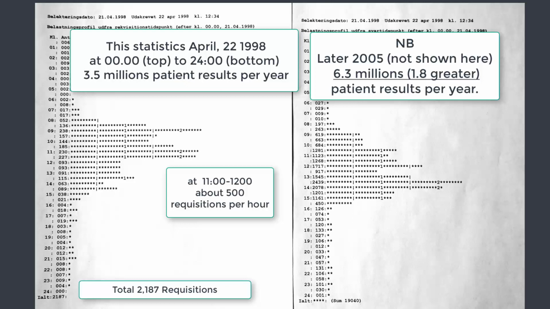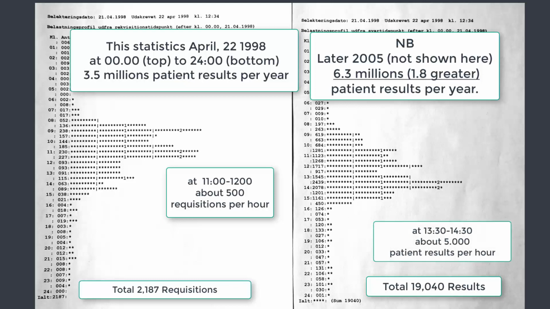About the results. On the right, you see a corresponding overview of received analyzer results, where you can see the top is about 1 to 2 hours later than for the requisition part, with a peak approximately at 1:30 p.m., approximately 5,000 results per hour. Remember, that was in '98. Real-time condition around the instrument is dealt with in the previous chapter. The register structure is dealt with in the following chapter.